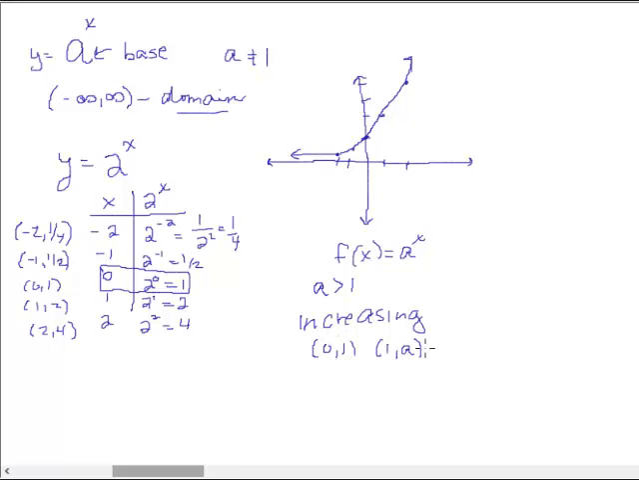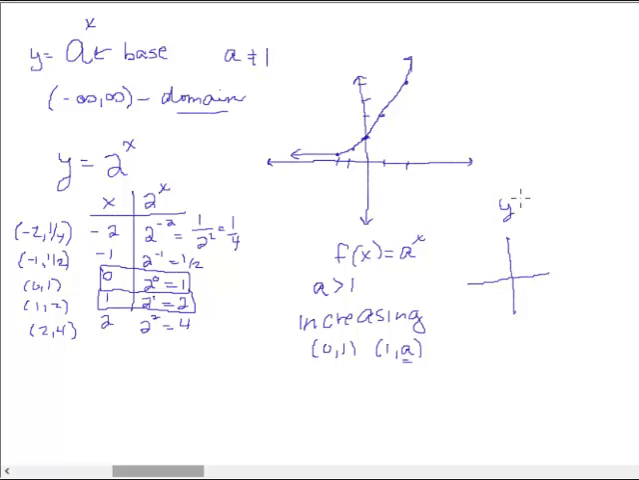And likewise 1, a. Whatever a is, in this case it was 2, so 1, 2 was on the graph, because when I plug 1 in for x, that's just going to equal the base. So for this general statement a to the x, we'll always have the point 1, a. Really, knowing those 2 points is the quickest way to get a nice basic graph going once you have the basic shape.